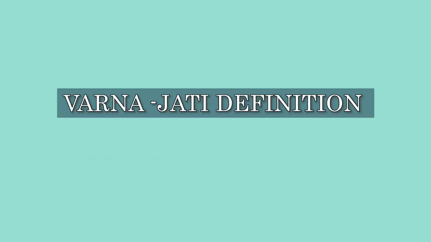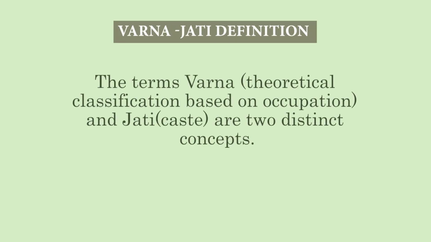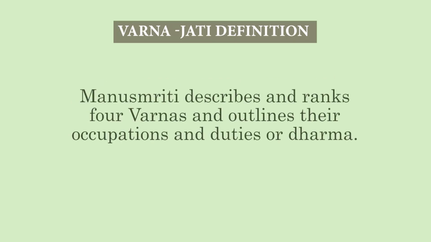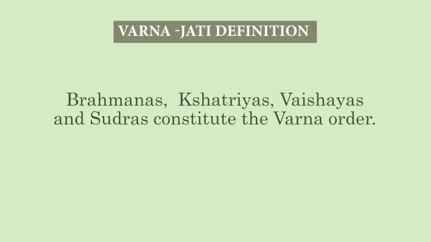Now, I come to the definition of Varna and Jati. The term Varna is a theoretical classification based on occupation, and Jati is defined as caste. These are definitely two distinct and different concepts. Manusmriti describes the ranks of Varna as a fourfold order and outlines the occupations and duties, or dharmas, of each category. And what are these categories? These categories are Brahmanas, Kshatriyas, Vaishyas and Shudras.